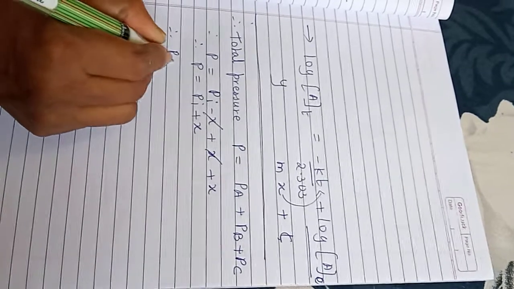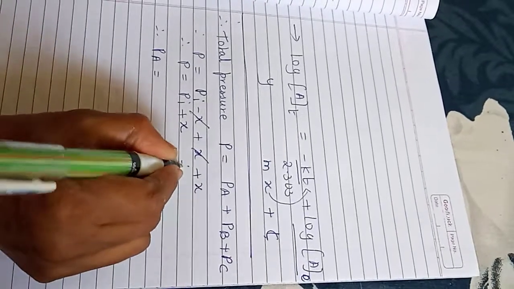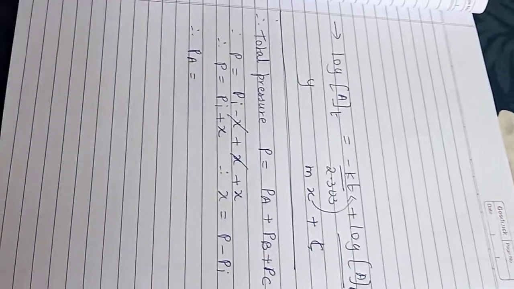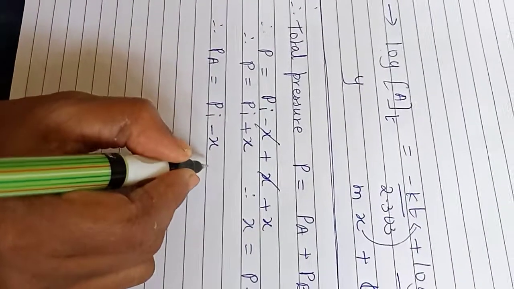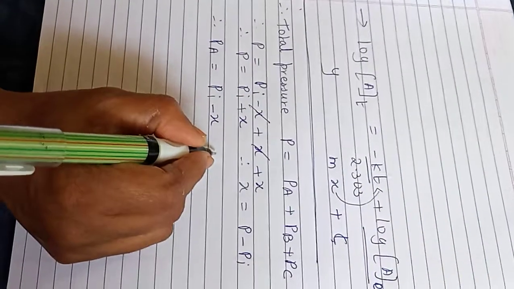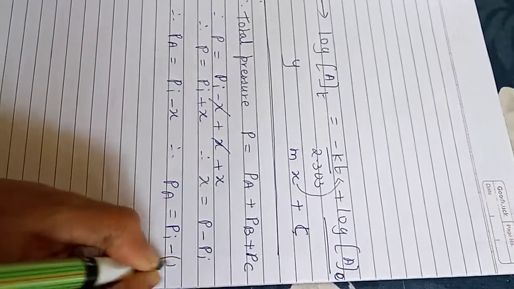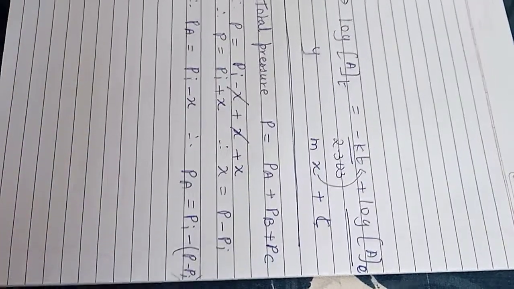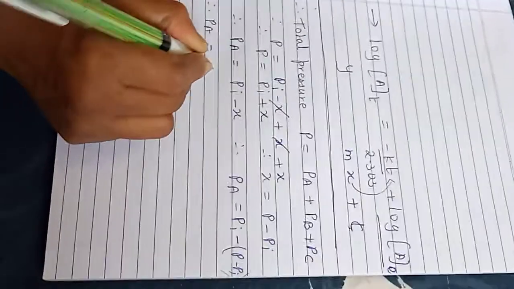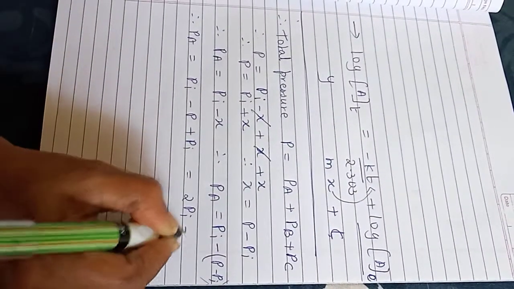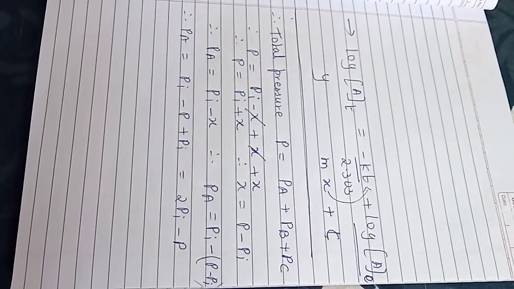Therefore pressure of A is equal to what मुलांनो? Or we'll put it like this, x is equal to P minus P_i. हे तर कळलं, खूप इझी आहे ते. Pressure of A is what? P_i, I'm writing it here, P_i minus x. P_i minus x means what? Therefore pressure of A is equal to P_i minus (P minus P_i). कळलं का? Therefore pressure of A is P_i minus P plus P_i, which is 2P_i minus P. कळते मुलांनो?